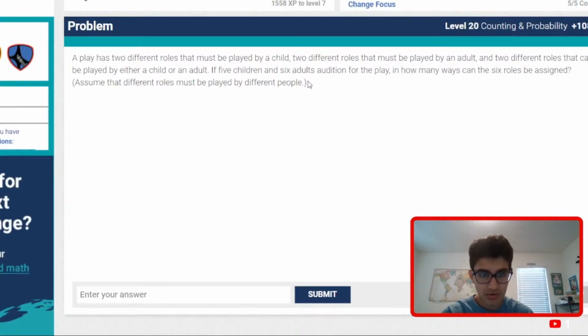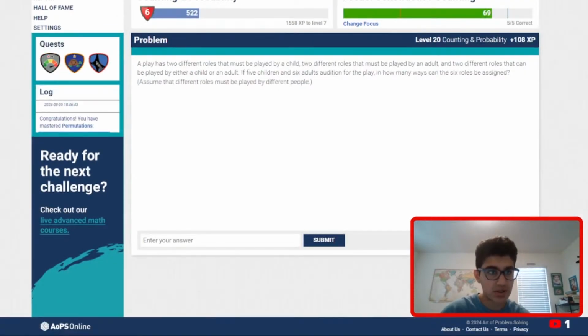A play has two different roles that must be played by a child, two different roles that must be played by an adult, and two different roles that can be played by either a child or an adult. If five children and six adults audition for the play, in how many ways can the six roles be assigned? Different roles must be played by different people. So there are five children, six adults.